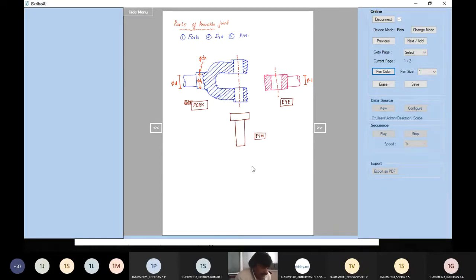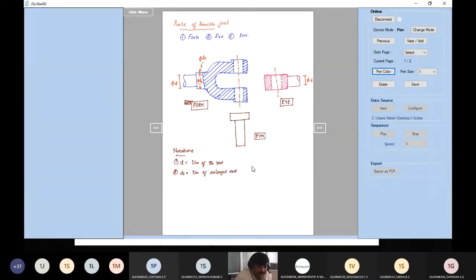Try to see this diagram. If you have any doubts at any point of time, please ask me. I have already written the dimensions or notations. First one is small d. D is called the diameter of the rod. It can be on the left side or on the right side, assuming that both the diameters are the same. So D is the diameter of the rod.